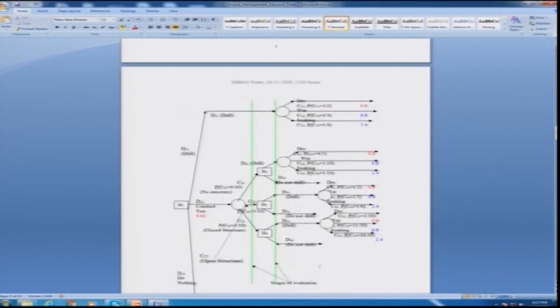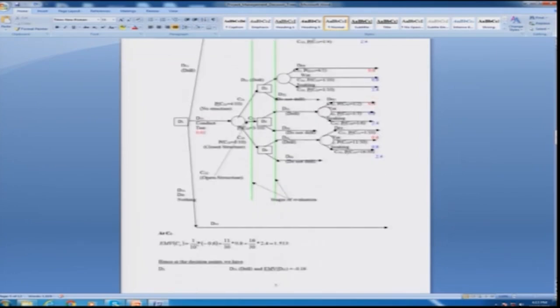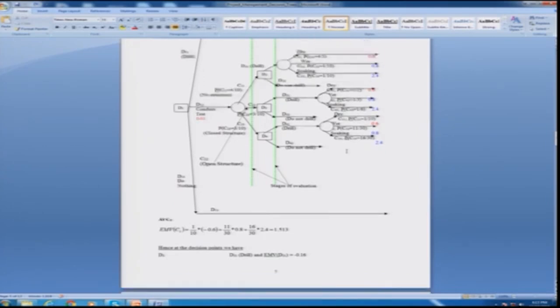Similarly, if I go into this last node, it is minus 0.6 into 1 by 10 here where the cursor is, then again plus 0.8 into 11 by 30 and 2.4 into 16 by 30. Now, 16 by 30 means you have conducted the test, found there was a closed structure, and based on that when you drilled there was a soaking basin, based on which you find the maximum probability of getting the oil.